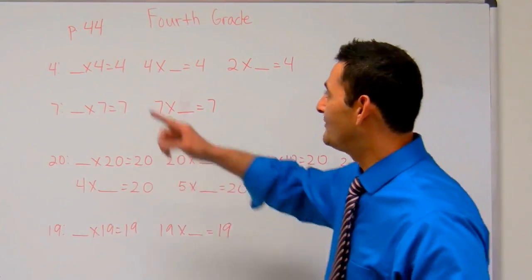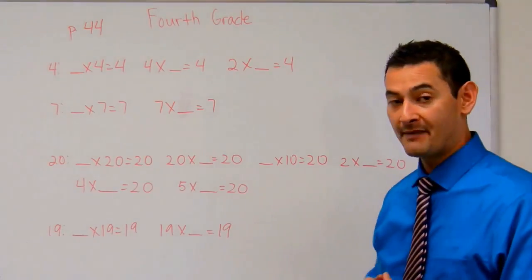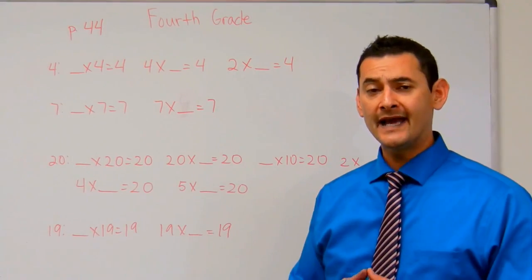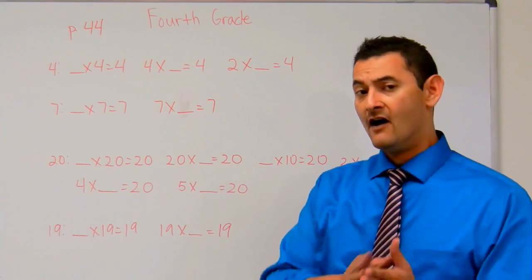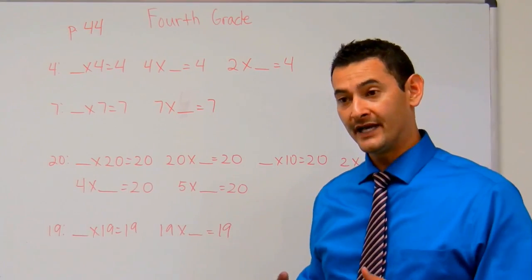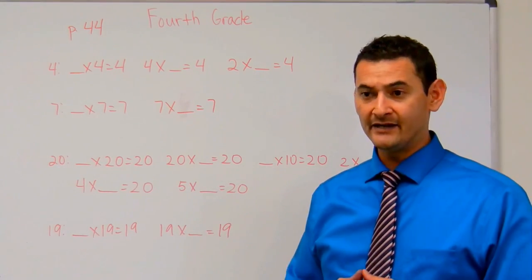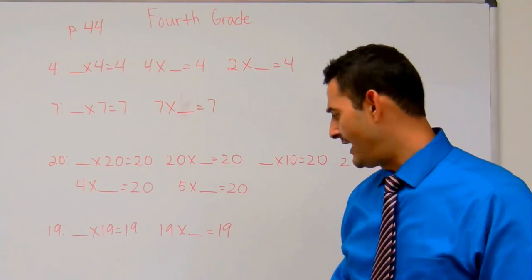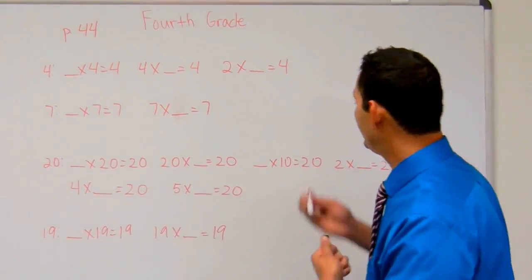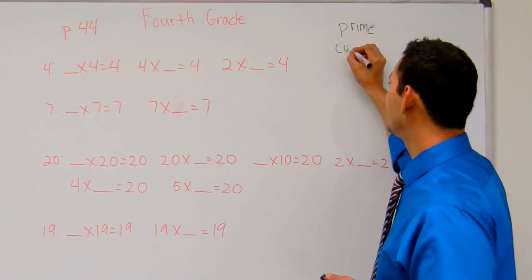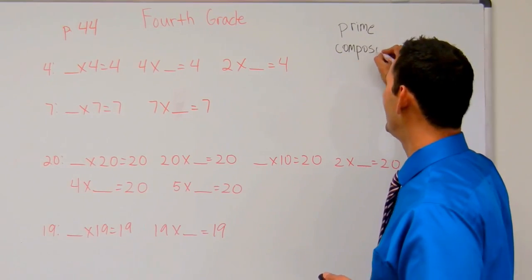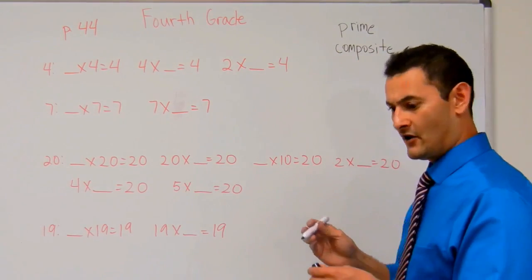Let's go ahead and work on page 44 of your 4th grade hybrid math workbook. What we're going to do right now is some factoring. We're going to factor the numbers 1 all the way to 100, okay? And when we're factoring, there's a couple things I want you to keep in mind. We are looking for prime numbers and composite numbers, and we're going to talk about what those mean, all right?